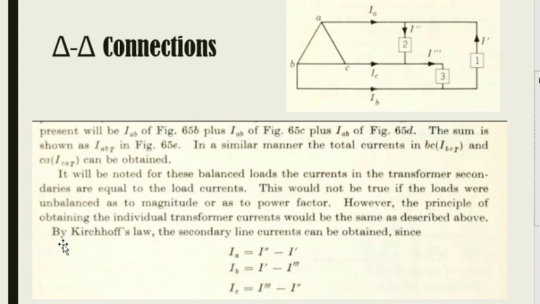Then, by Kirchhoff's law, the secondary line currents can be obtained. IA, by Kirchhoff's law, will be equal to I double prime minus I prime. IB is equal to I prime minus I triple prime. And IC will be equal to I triple prime minus I double prime. So let's proceed.